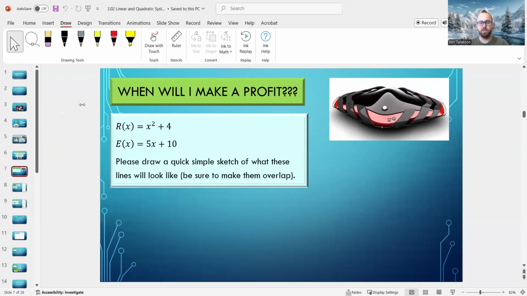We're going to start to visualize that now by drawing a quick, simple sketch of what these lines will look like. Be sure to make them overlap because that's how they're going to look when we actually work this out. But right now, we're just getting a general idea. So see if you could do that. You should have noticed there's a positive quadratic, so opening up. And there is a positive slope on a linear equation.